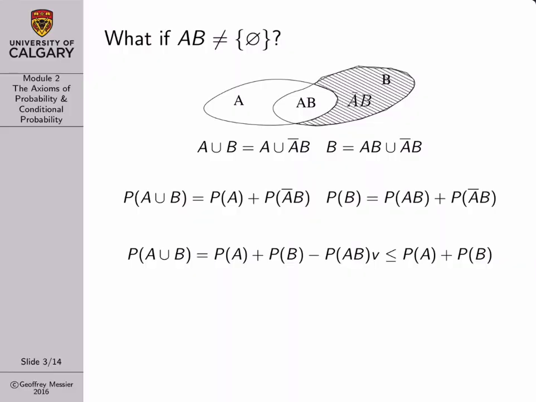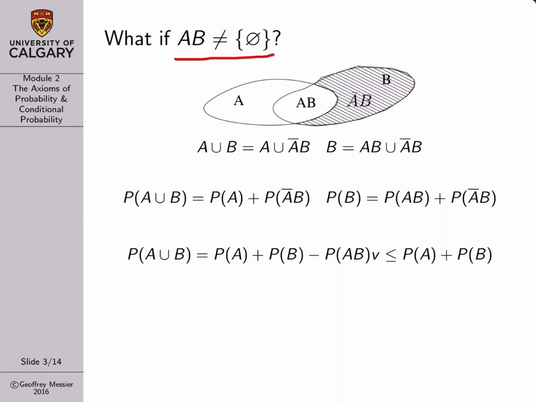Okay, so what happens if we're dealing with events that are not mutually exclusive? They share one or more elements, and we still want to determine the probability of their union, right? It turns out that we can do this. We just have to modify the third axiom a little bit, and as we modify it, we come to a slightly deeper understanding of what the third axiom is all about. So what happens if the intersection of A and B is not equal to the null set?